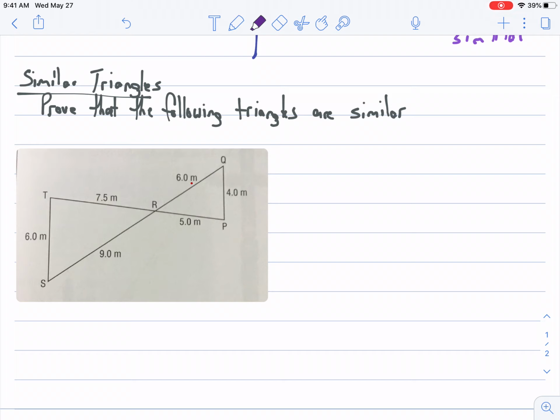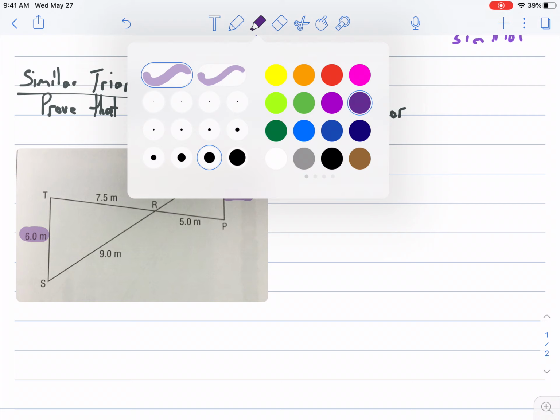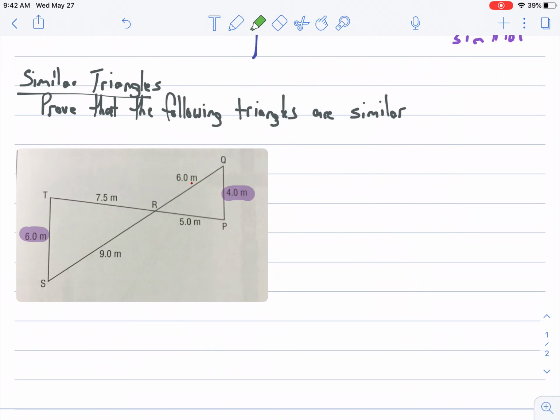Well, I could say this is my shortest side in triangle TRS, and this is my shortest side in QPR. Same logic. Looking at it, 7.5 and 5 are my middle numbers for those triangles. Looking at it again, 9 and 6. So I can decide if these are similar triangles by simply comparing those scale factors and seeing if the ratio between those sides is proportional. Do they have the same scale factor?